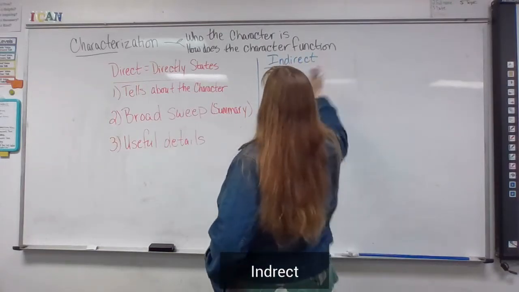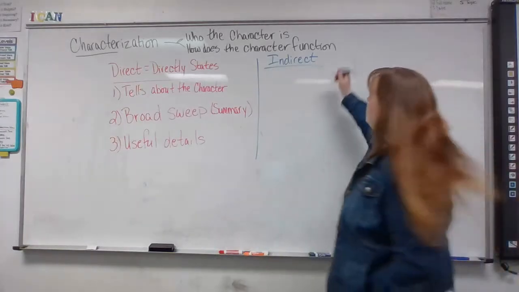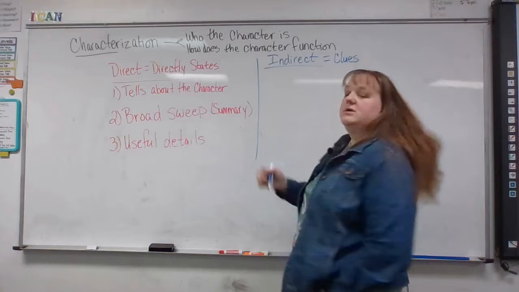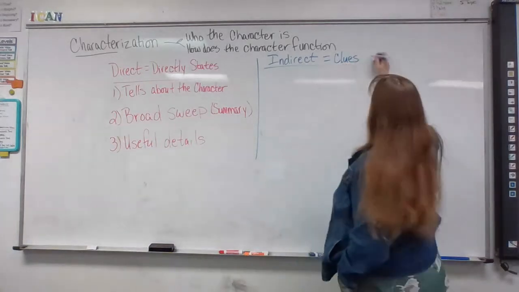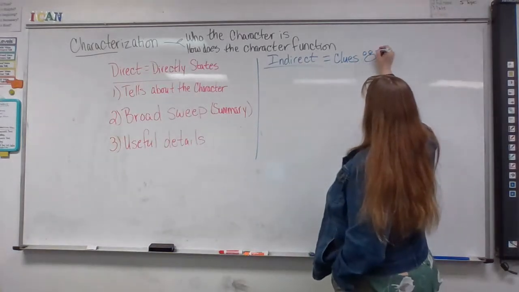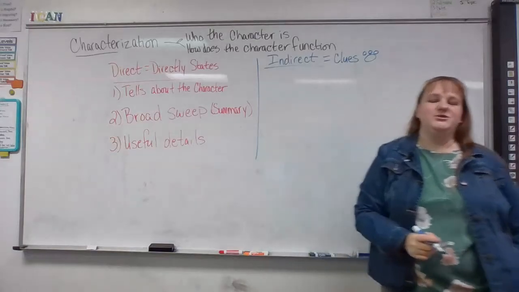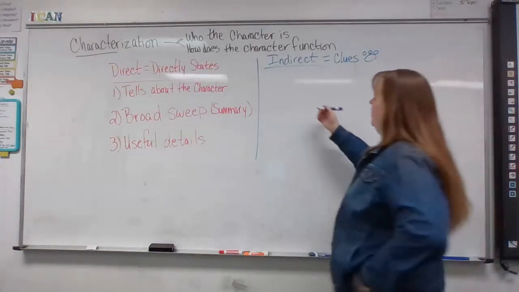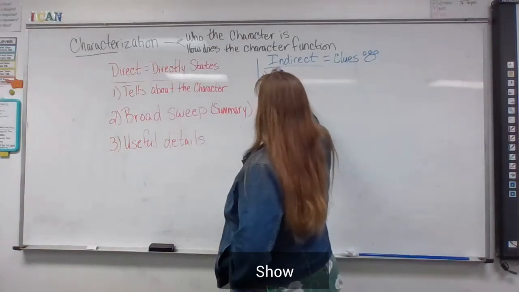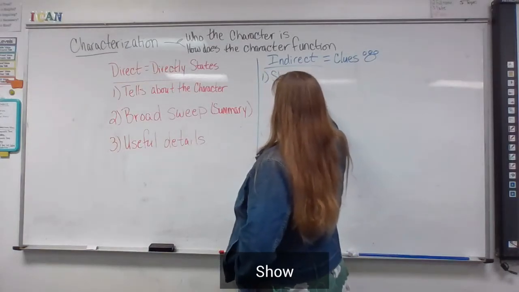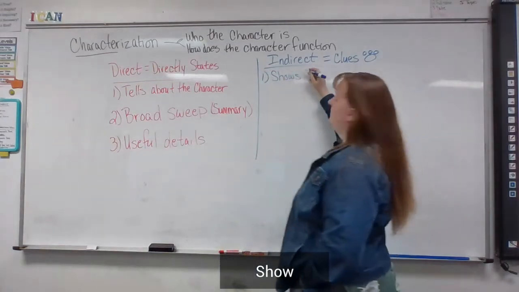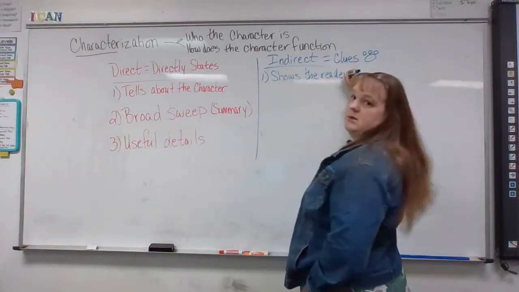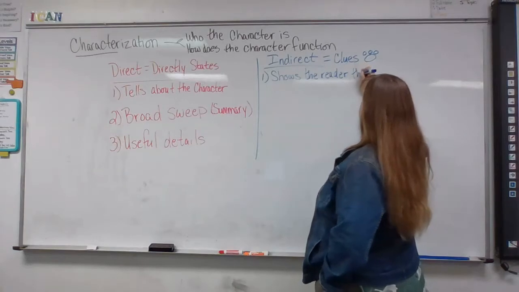Okay? The second type of characterization we have is called indirect characterization. Now, much like direct characterization, this is the exact opposite. So we have hints or clues to help us know about this character. So think of your little Blue's Clues here. That's what we have for indirect characterization. So what do I mean by indirect? We show and don't tell. So I'm showing the reader, okay, this character.